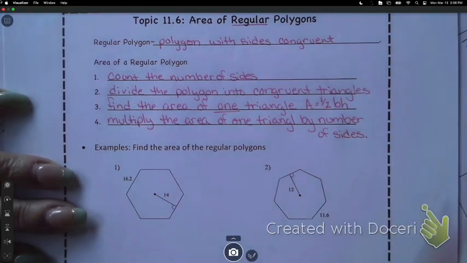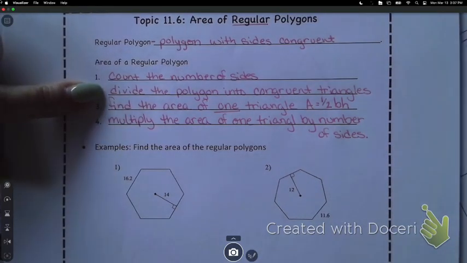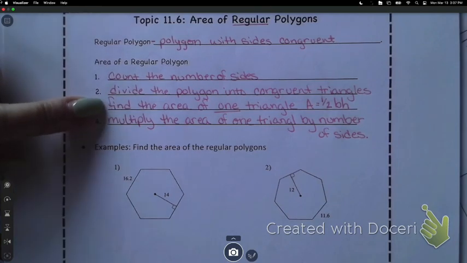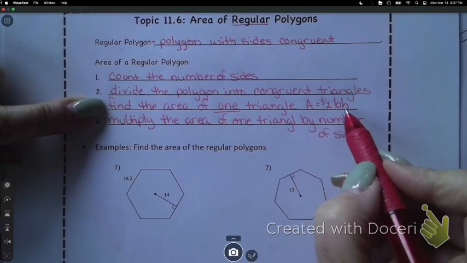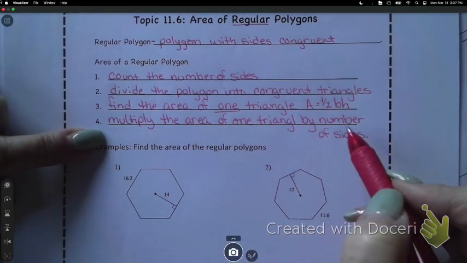Okay, so those are our steps. We're going to count the number of sides. We're going to divide the polygon into congruent triangles. We're going to find the area of one triangle using 1/2 base times height. And we're going to multiply the area of one triangle by the number of sides.